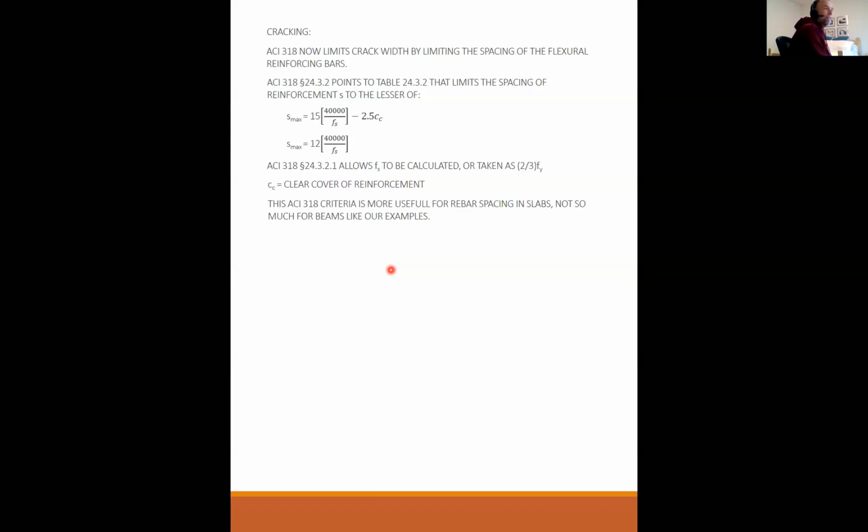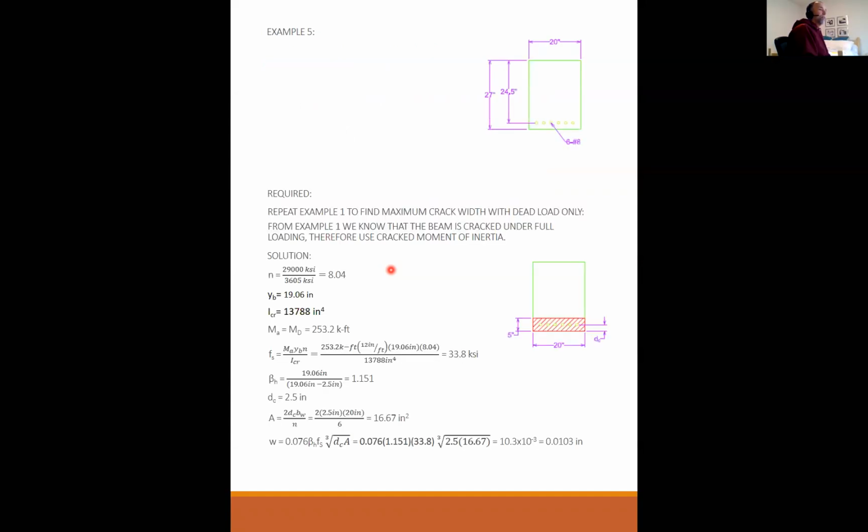Okay, so do we have any questions about serviceability? Professor, I had a quick question. Yep. Sure. Since we got 0.01, what if we got something bigger? Then how would you fix that as a designer? Great question. I like that question.